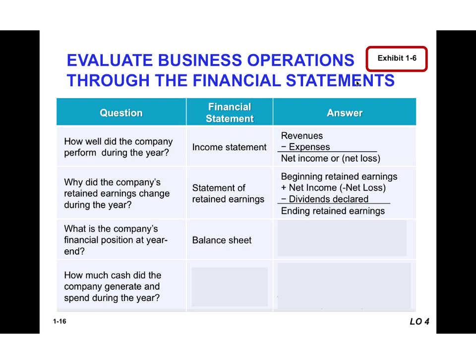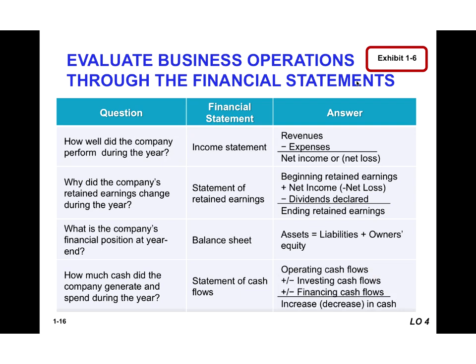Okay, what is the company's financial position at year end? That's going to be the balance sheet, and the balance sheet is assets equal liabilities plus equity. And then finally, how much cash did the company generate and spend during the year? That's going to be the statement of cash flows, and that's going to be our operating cash flows, our investing cash flows, and our financing cash flows.